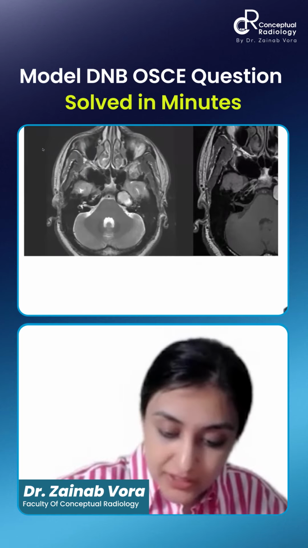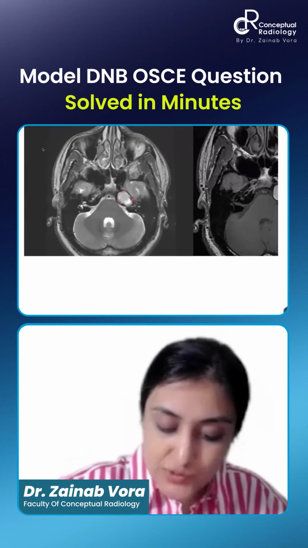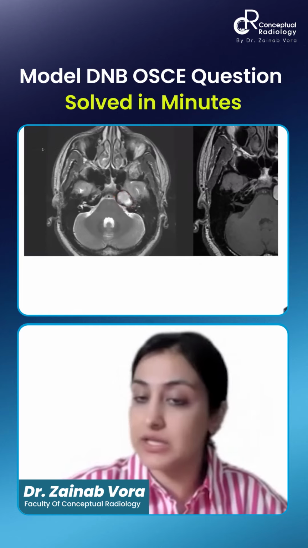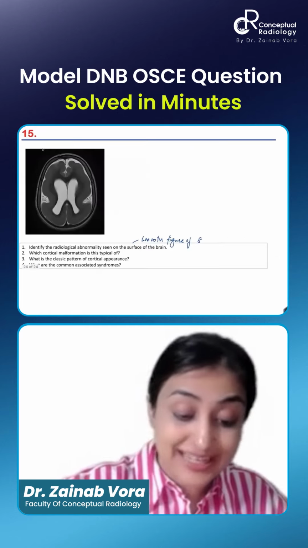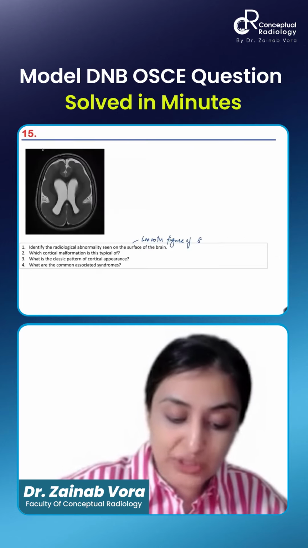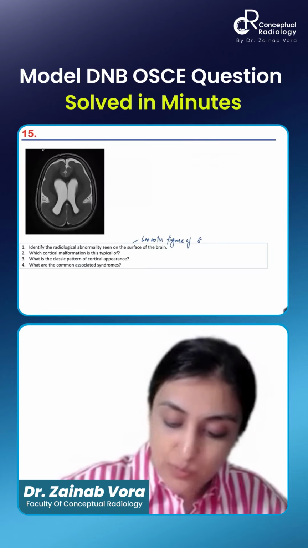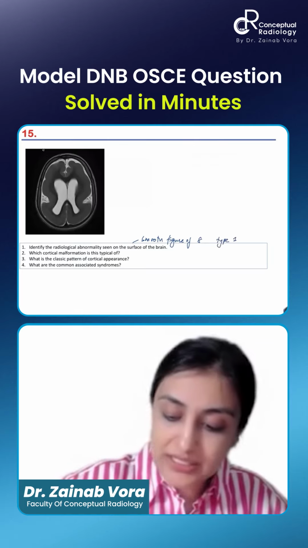Hypointense rim, this one, dear. Can you see? This, right? So this is what is very, very typical. Fine. Yeah, type 1. Okay, so smooth figure of 8 appearance is what is your type 1 lissencephaly.